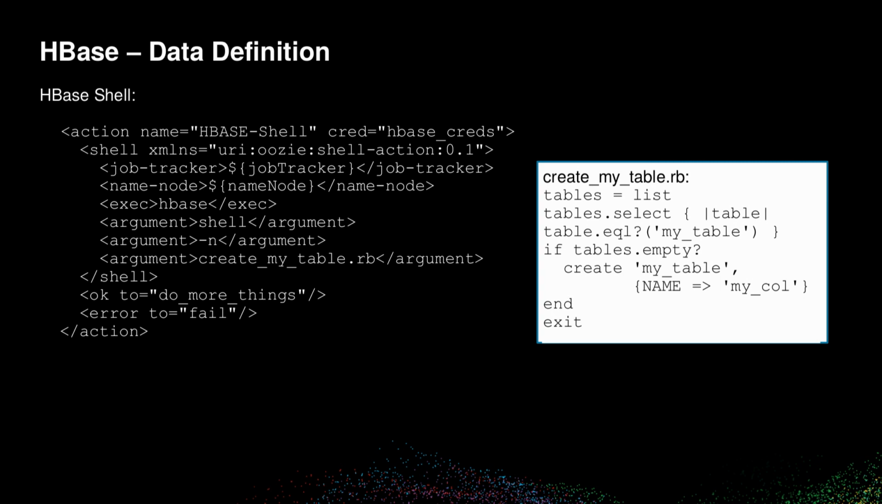And as we can see here, it's a very short set of Ruby commands. You're able to just say, hey, I want to double check: does the table already exist? If so, we're good. If it doesn't exist, I then need to actually create my table, and whatever my specification for that table is, here we have one column.